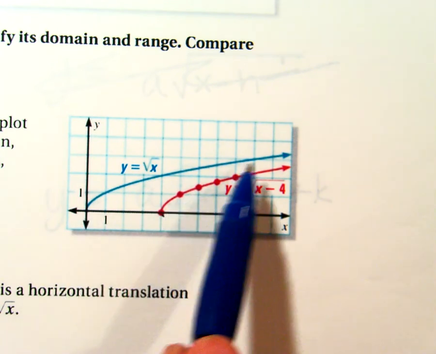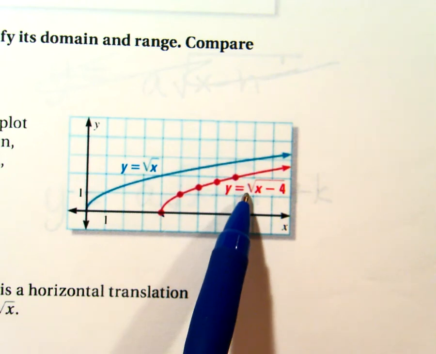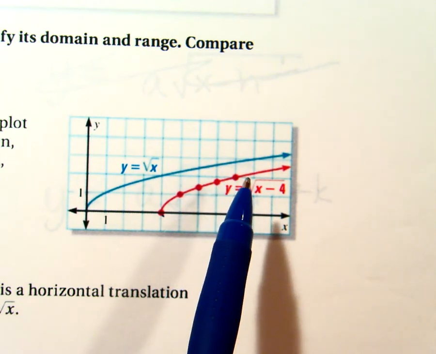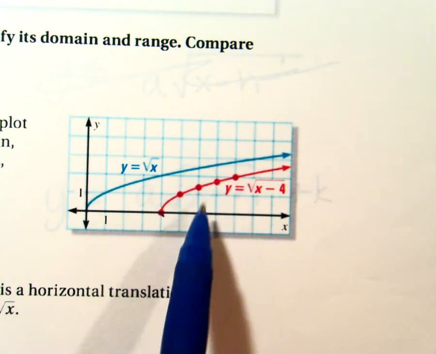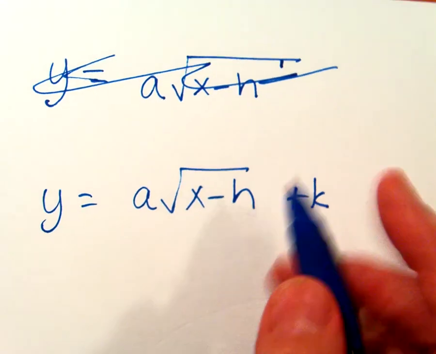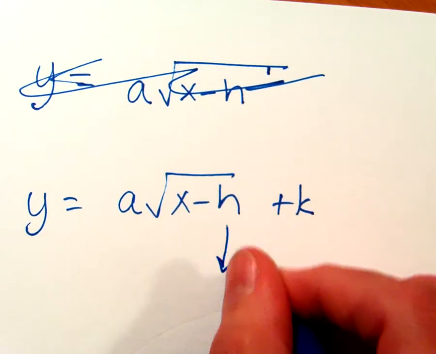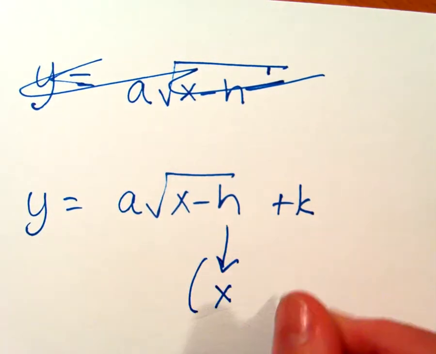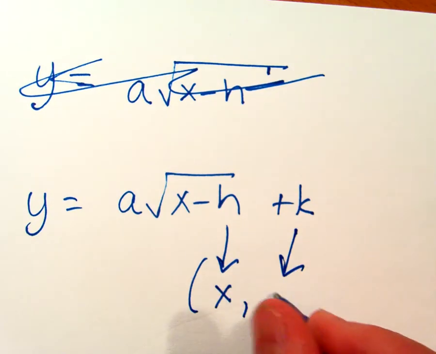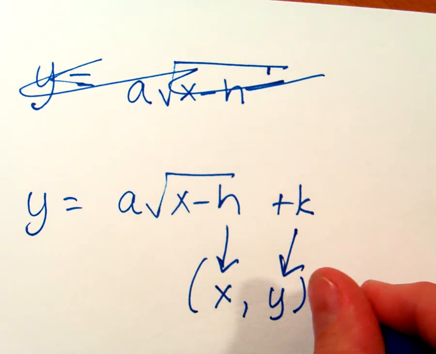And then we just kind of draw it characteristic. If it's got a coefficient out in front, if it's a fraction, it gets flatter. And if it's a number bigger than 1, then it gets taller and stretched. So what we have here is that h is the x value and k is the y value of the starting point.